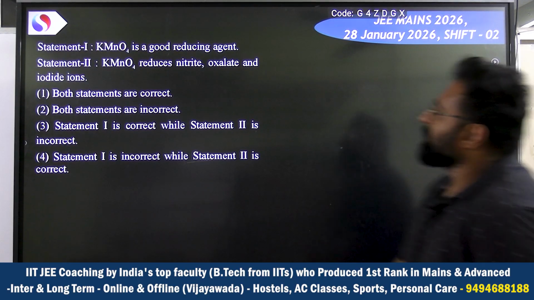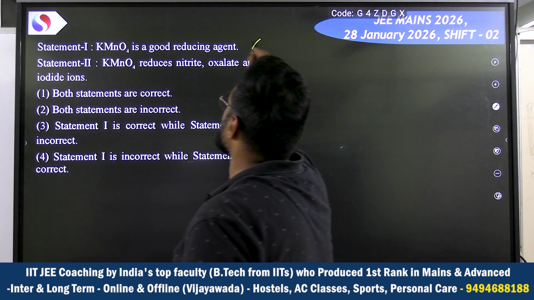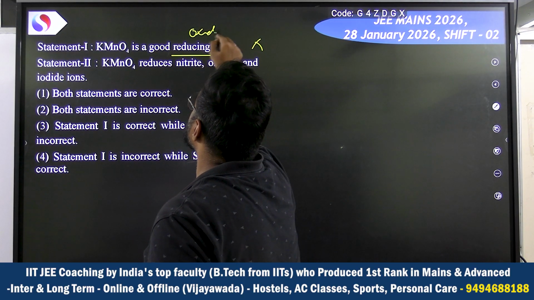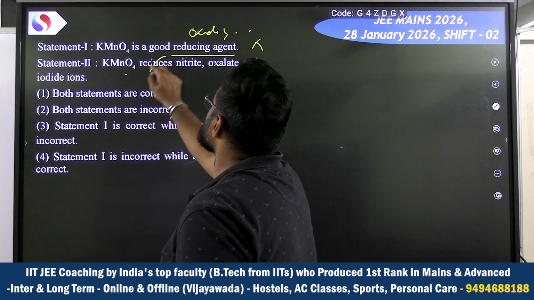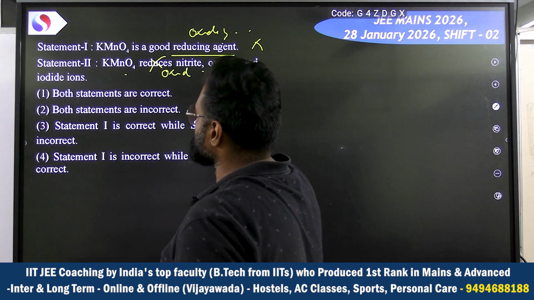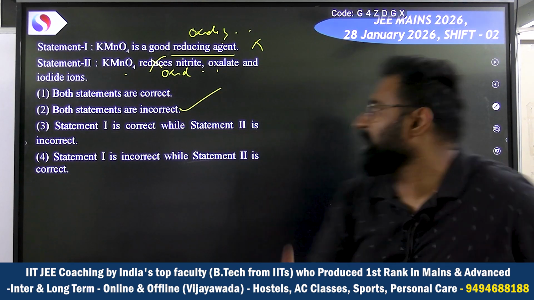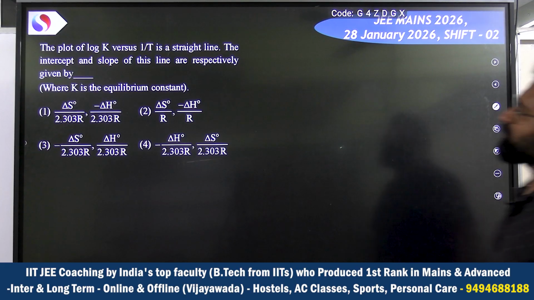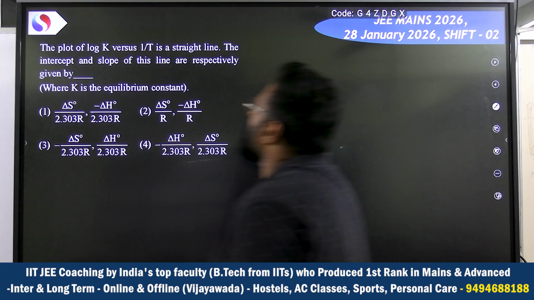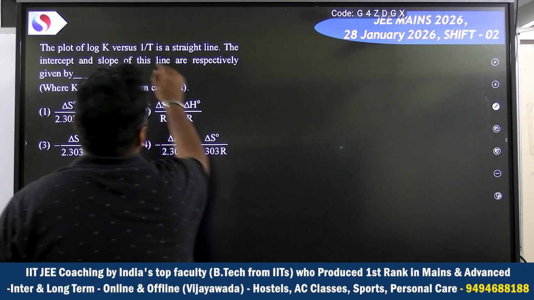Chalo, next. KMnO4 is a good reducing agent. Wrong. It is a good oxidizing agent. It reduces, wrong. It oxidizes. So both statements are incorrect. 5-second question. Bhaiya, such a simple paper has been given. 5-second question. Chalo, next.